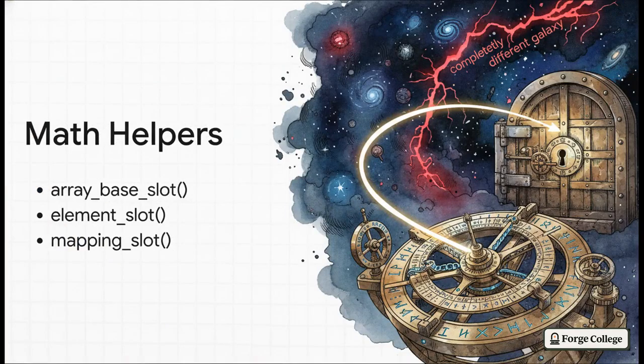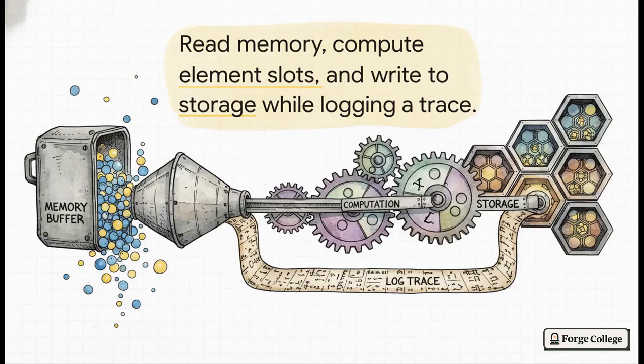Next up, phase 2, our math helpers. We implement the array base slot, the array element slot, and the mapping slot computations. Now listen, the absolute most crucial step here, and this is where so many developers completely trip up, is making sure we serialize the base slot as a 32-byte big endian value before we throw it into our deterministic hash function. If your endianness is backwards, your data is going to end up in a completely different galaxy inside that storage vault.